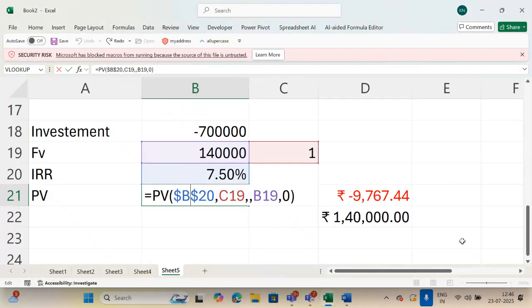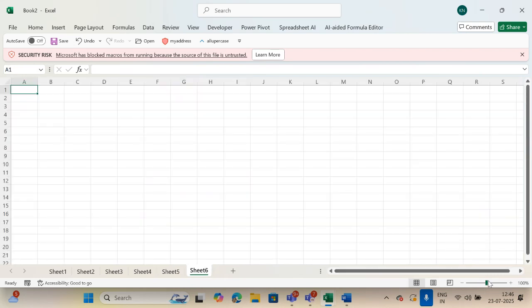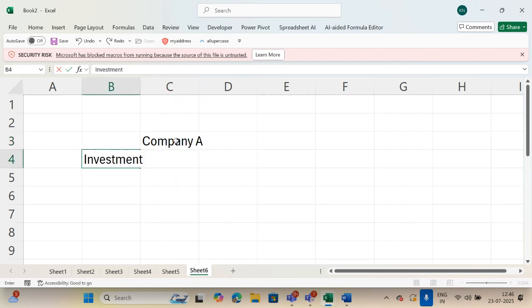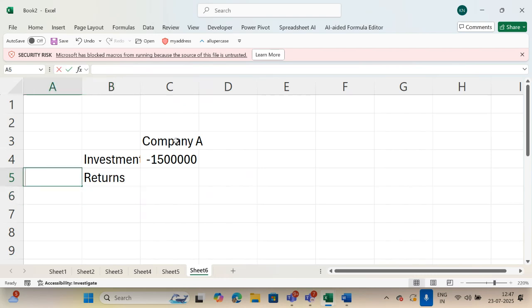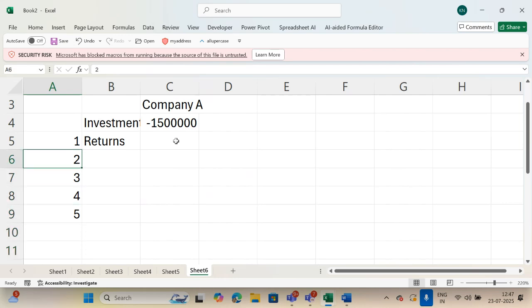Okay, so I'm going to give you one example. Company A. Investment should be a negative figure. Suppose it is 15 lakh rupees. And then the returns, whatever the company promises me, for 5 years: 1, 2, 3, 4, 5.